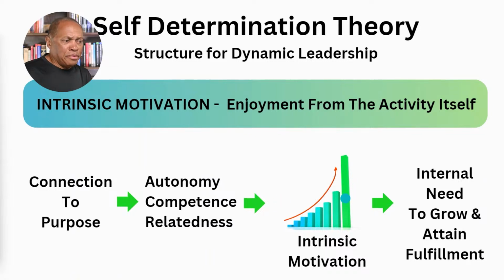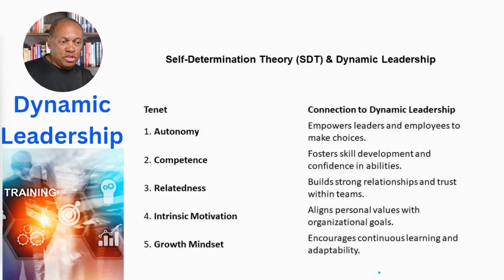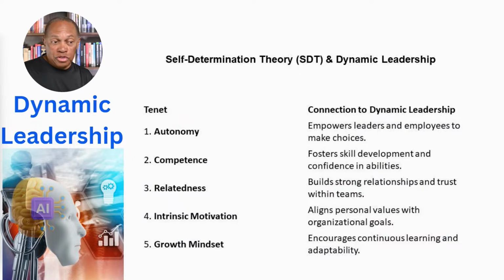So autonomy, competence, and relatedness, take a screenshot of that slide if you like. And then that causes intrinsic motivation to go up. And with intrinsic motivation, they have the internal need to grow and attain fulfillment. Quick summary: autonomy empowers leaders and employees to make choices. And it's simple as that, letting them make some choices. You're going to define the what, but they can talk about the how. You can even give them two choices on the how.